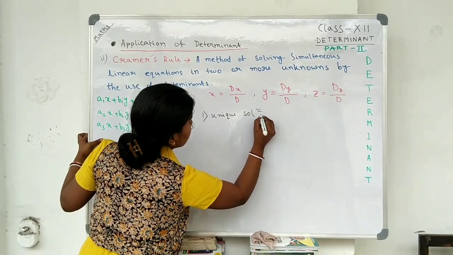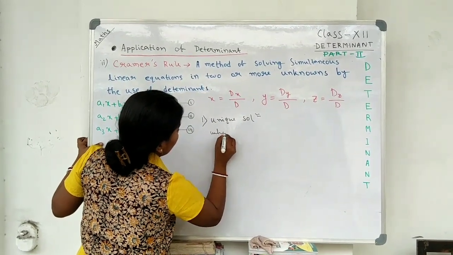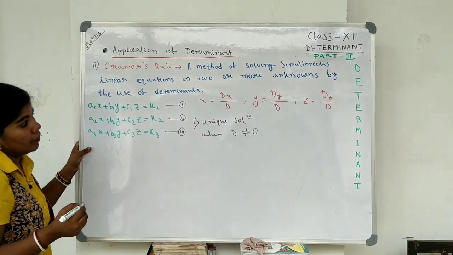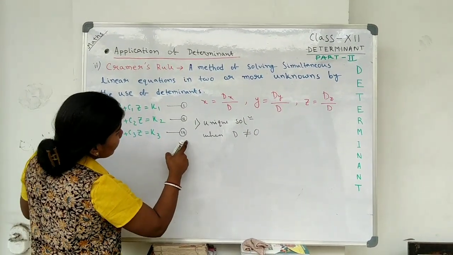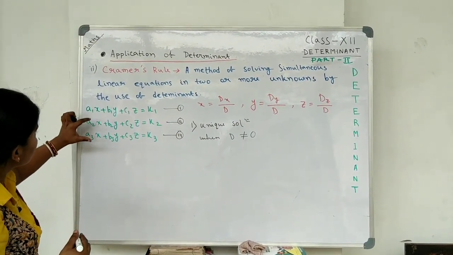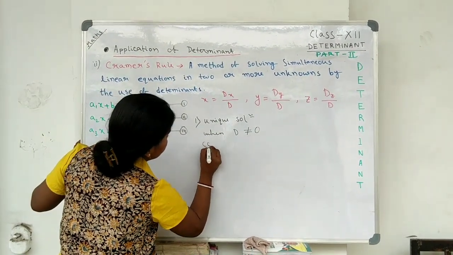Now, these three equations 1, 2 and 3 will have unique solution when D not equal to 0. In this case, we will say that the system is consistent.